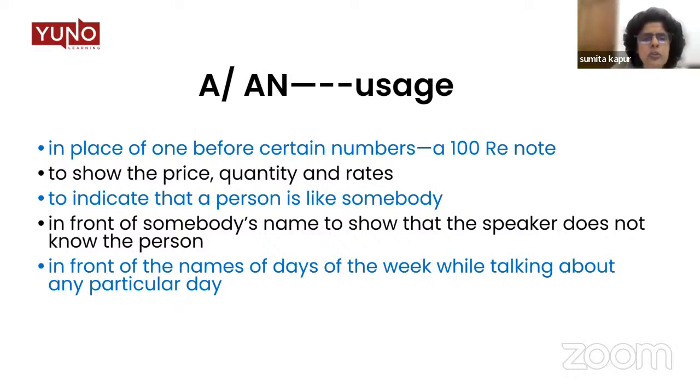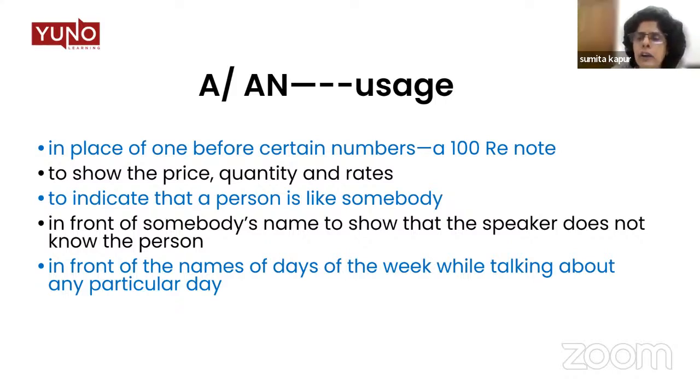Okay. The last usage: in front of the names of the days of the week while talking about a particular day. Okay, I can see one name on my screen, Ajit. Ajit, are you there? Okay, Ajit, I ask you a very simple question and please give me the answer in a complete sentence. Ajit, you were born on which day? I born on Monday, ma'am. No, I born or I was born? I was born on Monday.